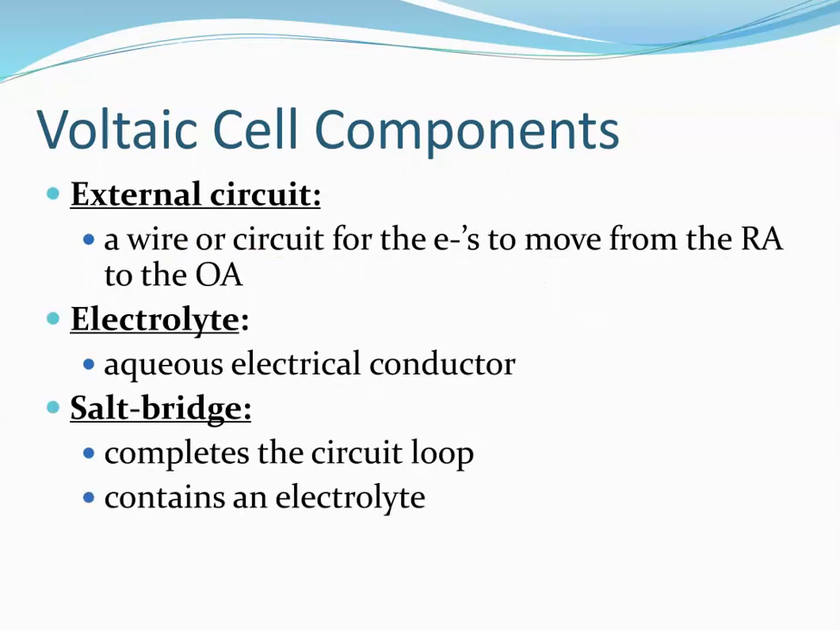Another component of a voltaic cell is the external circuit. A wire will need to connect the two electrodes to allow for electrons to transfer from the reducing agent to the oxidizing agent. There will also be a connection between the two half cells, which is called a salt bridge. This connection is filled with a salt solution, which allows for travel of ions to complete the circuit loop.